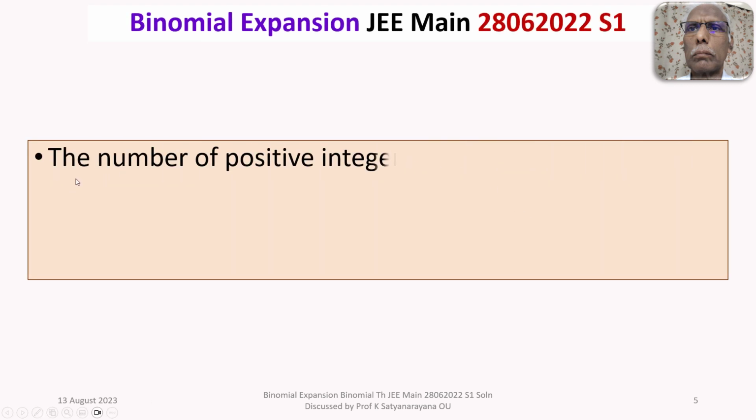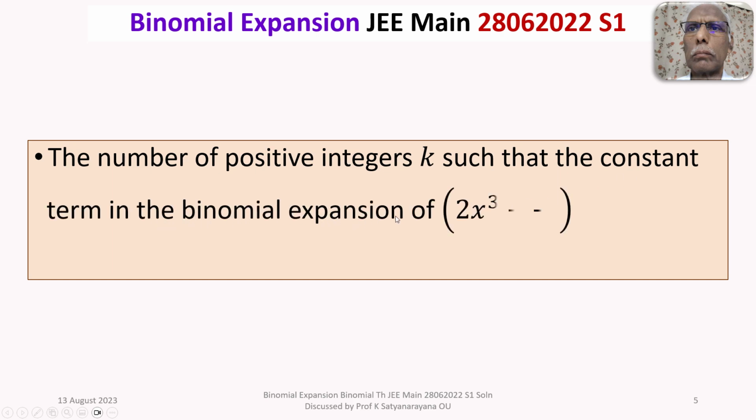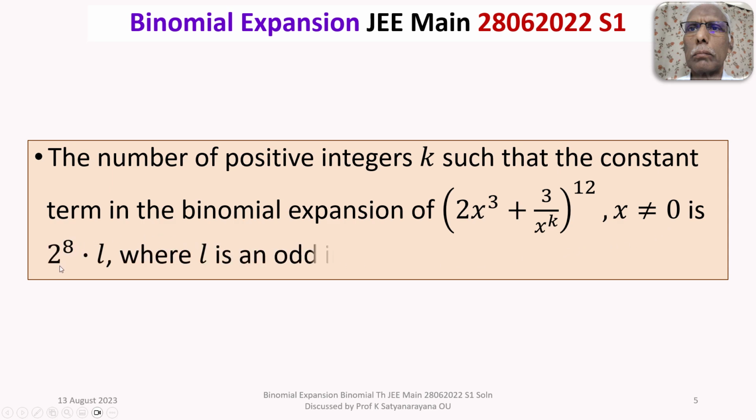The given question is: the number of positive integers k such that the constant term in the binomial expansion of (2x cube plus 3 by x power k) whole to the power of 12, where x is not equal to 0, is 2 power 8 multiplied by L, where L is an odd integer, is.